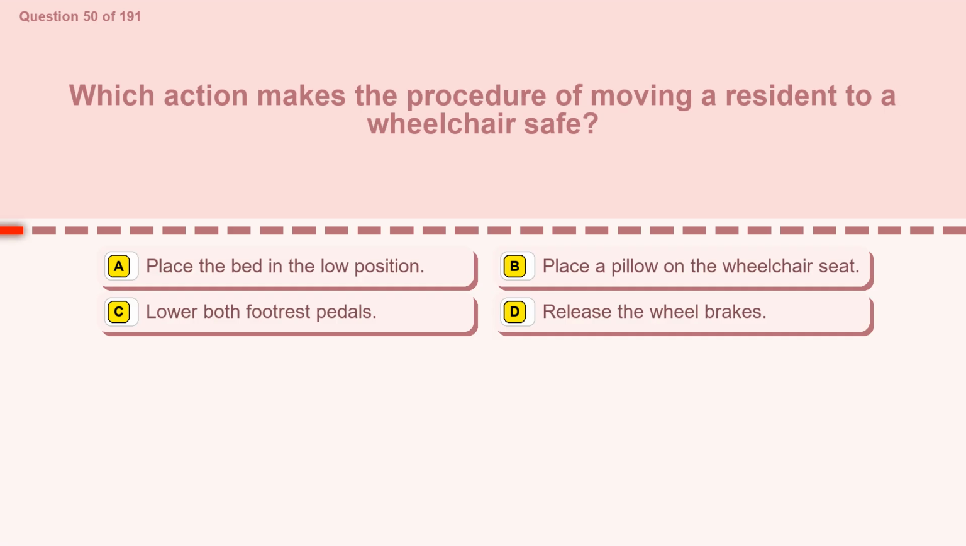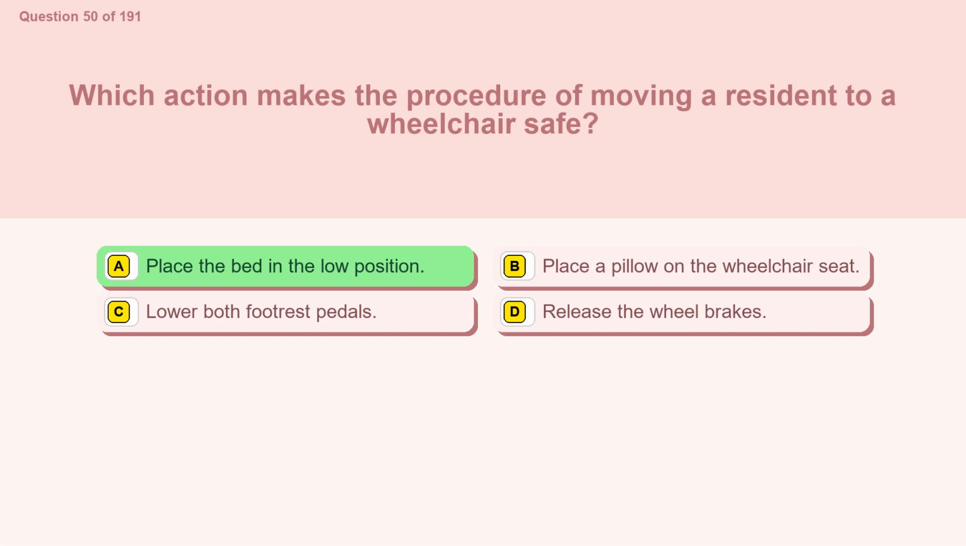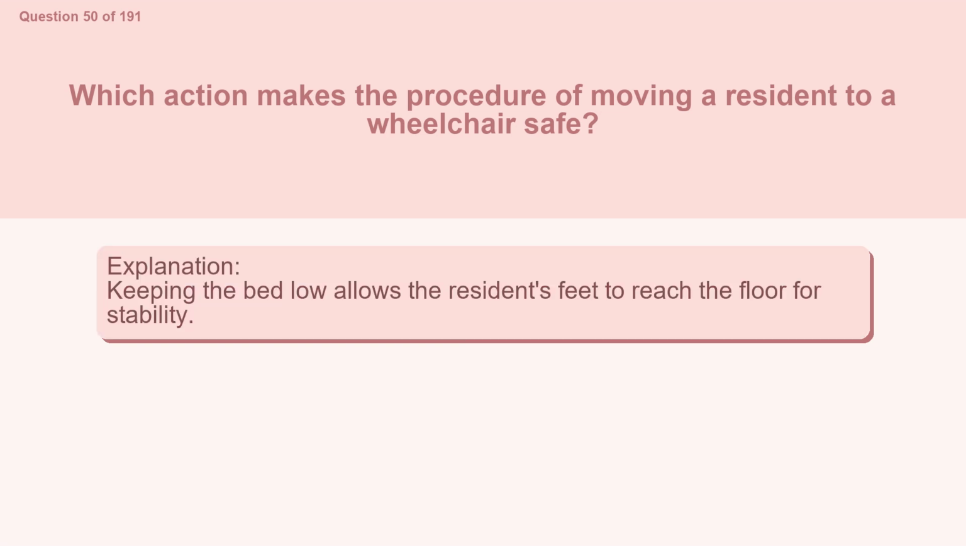Question 50. Which action makes the procedure of moving a resident to a wheelchair safe? Option A. Place the bed in the low position. Option B. Place a pillow on the wheelchair seat. Option C. Lower both footrest pedals. Option D. Release the wheel brakes. The correct answer is option A. Place the bed in the low position. Keeping the bed low allows the resident's feet to reach the floor for stability.